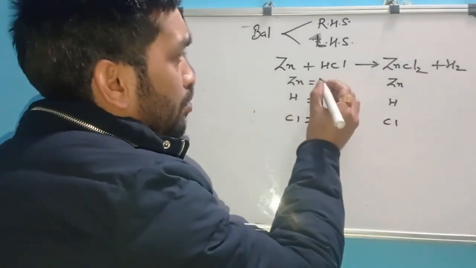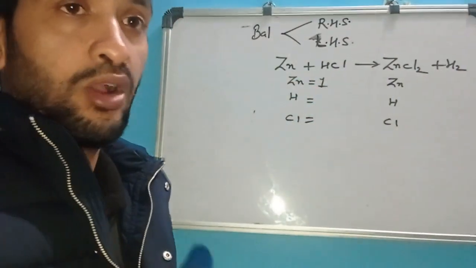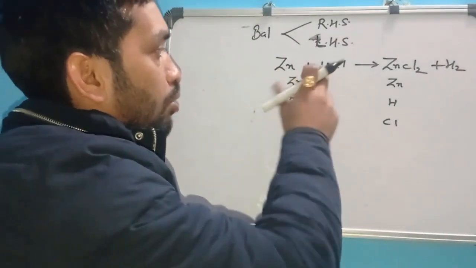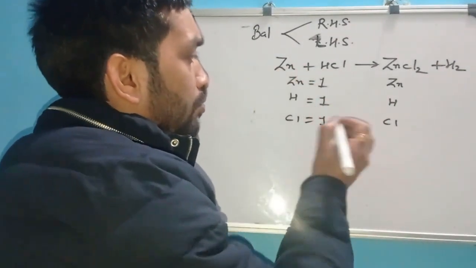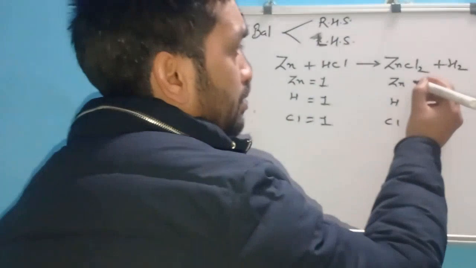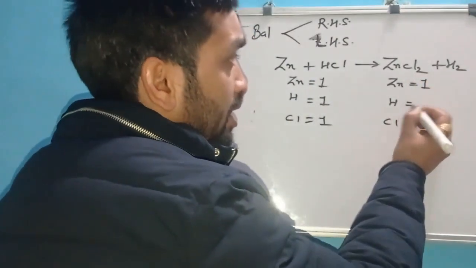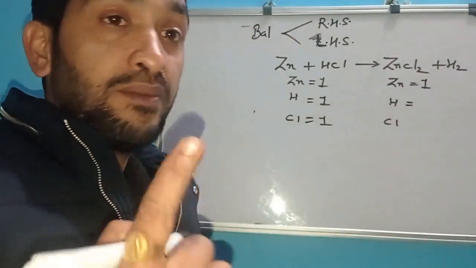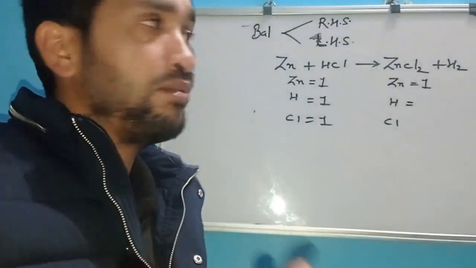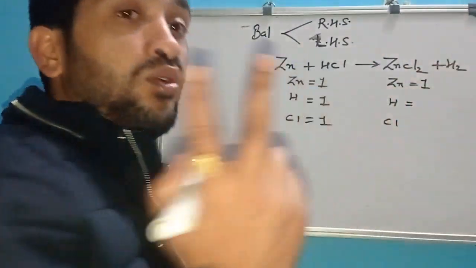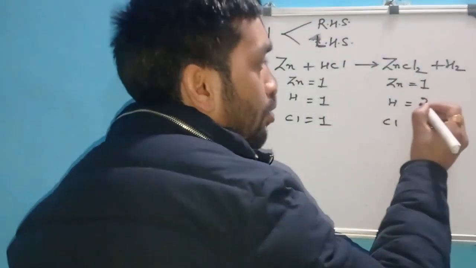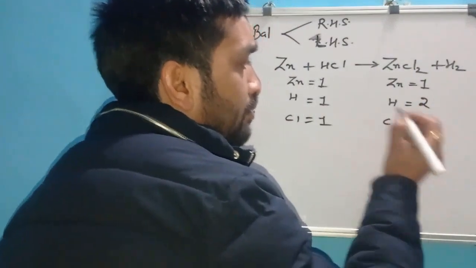Okay. Now let us count the number. How many zinc are here? Only one. How many H? One. How many chlorine? One. Then again, here how many zinc? One. How many H? Now see H. Again I'm telling you, don't count molecules. You have to count the number of atoms. H2 contains 2 atoms of hydrogen. So 2 hydrogen, 2 Cl.